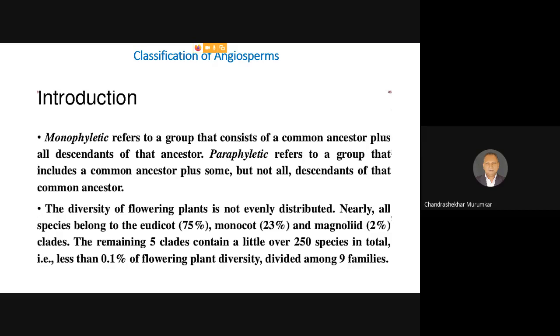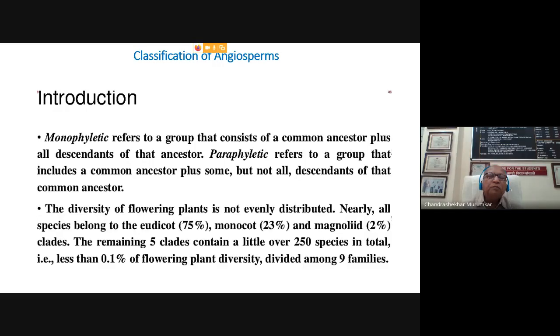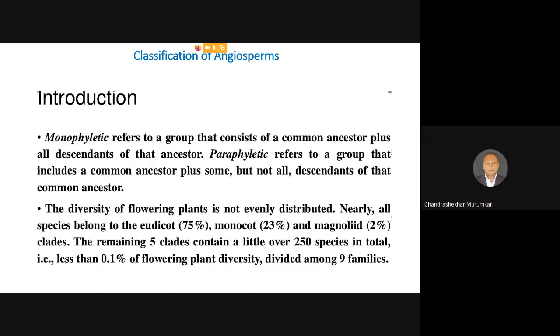Plant diversity is divided among 9 major families. That is, if at all we consider the angiosperms, almost 90% of the species are gathered together in 9 major families. So which are these 9 major families? These are Asteraceae, Verbenaceae, Fabaceae, Liliaceae, Orchidaceae, Palmae, Caryophyllaceae, and Bignoniaceae. So these 9 families contain almost 95% of the genera, whereas the remaining account for the remaining 2%.